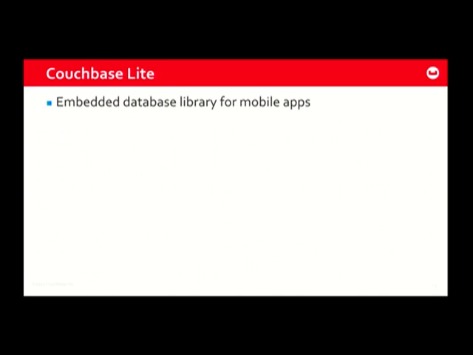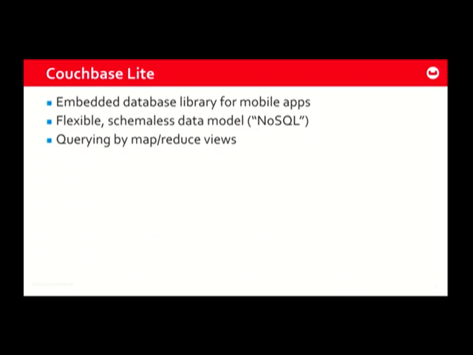It is an embedded database library for mobile apps, mobile or desktop, actually. It essentially comes in the form of either a static or dynamic library that you link into your application. It has a NoSQL data model. I think some mobile developers, when I use the word NoSQL, go, huh? But I think at this conference, people probably have a good idea of what that means. In particular, it's a document database, very much like Couchbase Server. The querying is done by using MapReduce in the same way that Couchbase Server supports, and CouchDB also.